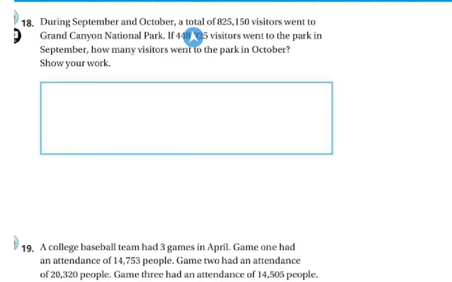During September-October, a total of 825,150 visitors went to Grand Canyon National Park. If 448,925 visitors went to the park in September, how many visitors went to the park in October? Show your work. Well, it's telling me that I have a combined amount during September and October, and I know that September's is this amount. So if I subtract September's from my total amount of September and October, I should get October's.